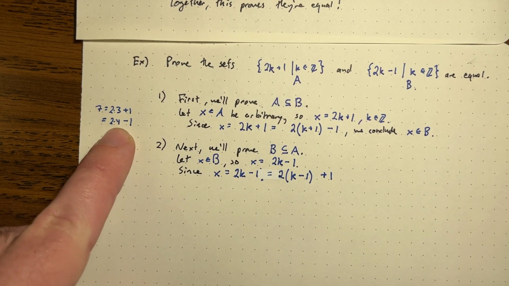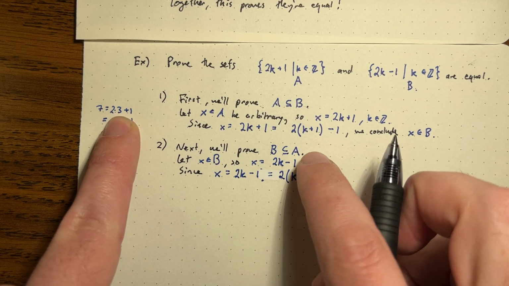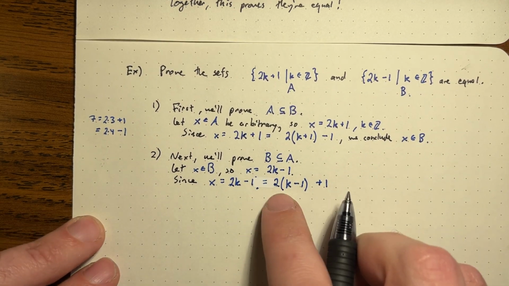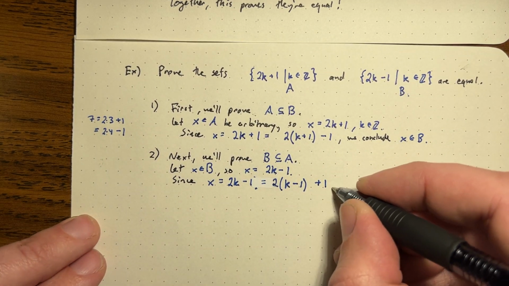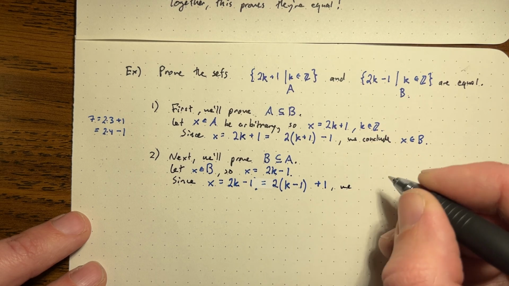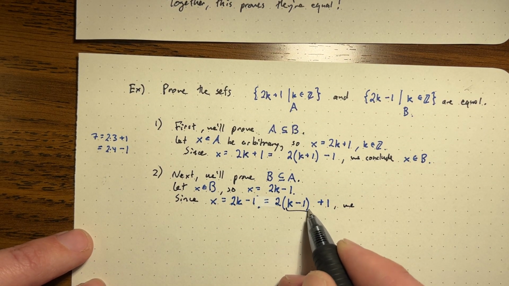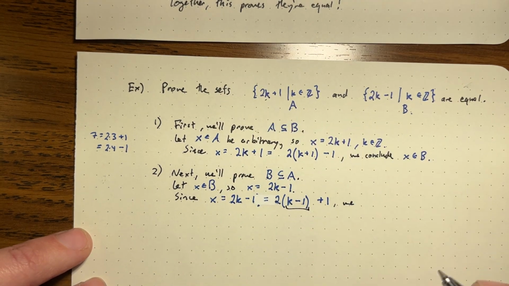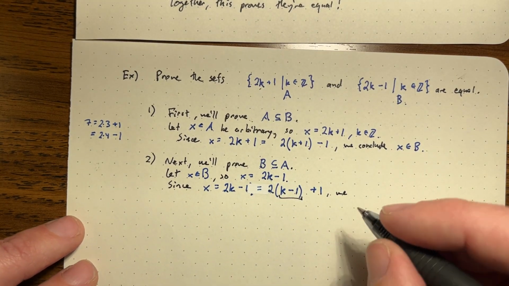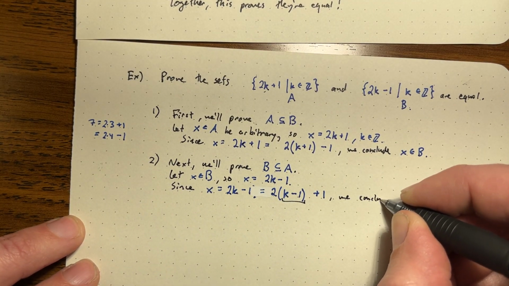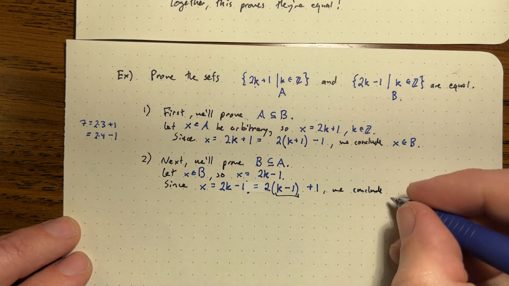Staring at this over here, right? So it's 4, it needs to be 3. So k minus 1, if you simplify that, you get that. So because it's of this form, of the form of something in A, see here's my new k, right? So it's 2 times something plus 1. These k's are not the same. Yeah, we conclude x is in A.